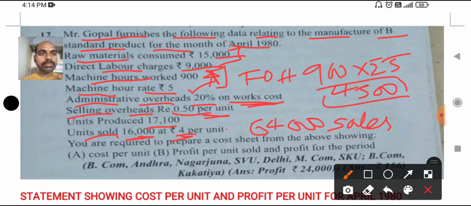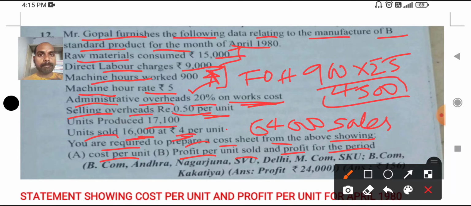यहाँ तक लास्ट ईयर का इंफॉर्मेशन है. Okay, so you are required to prepare a cost sheet from the above showing cost per unit, profit per unit sold, and profit for the period. बस इतना ही. Very simple question.